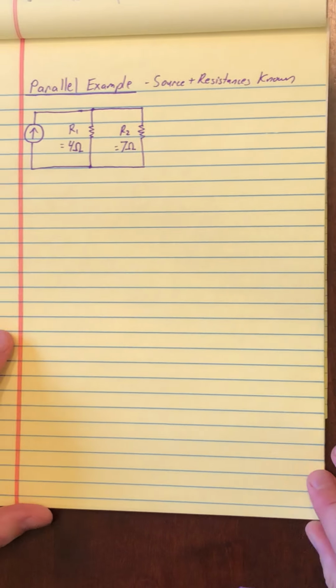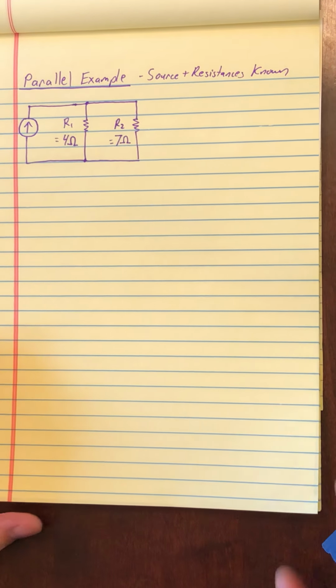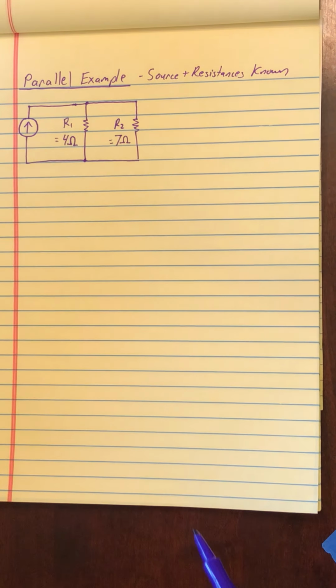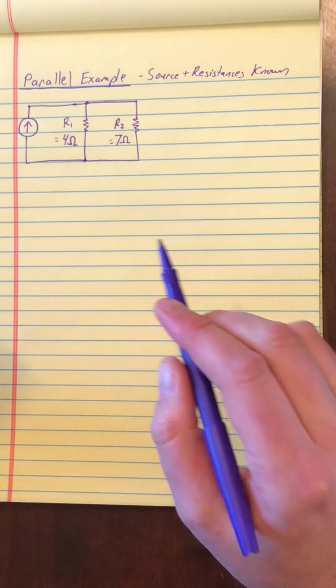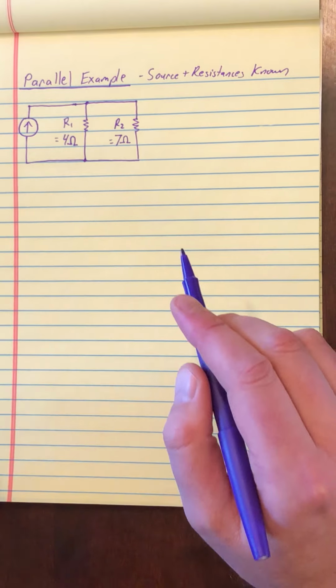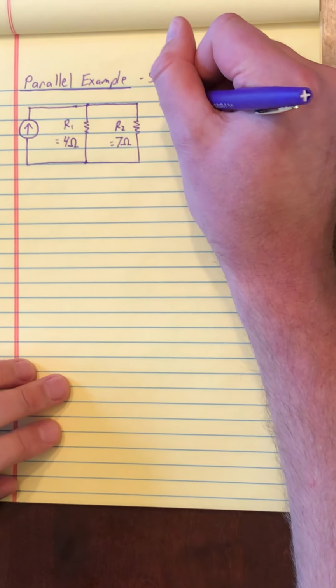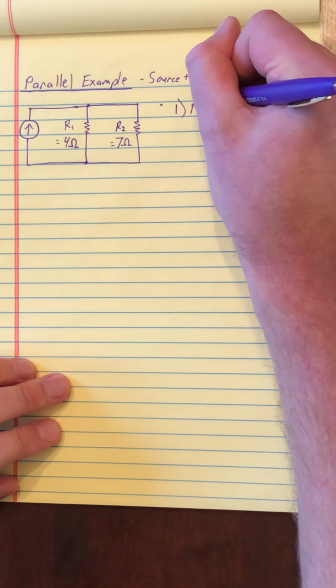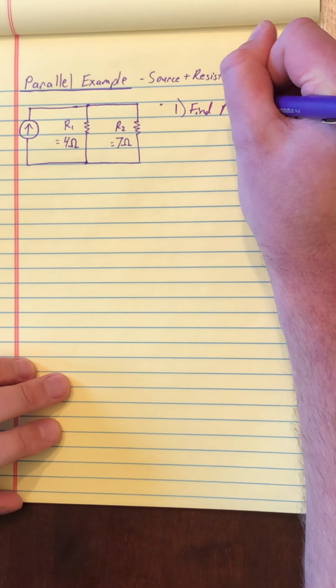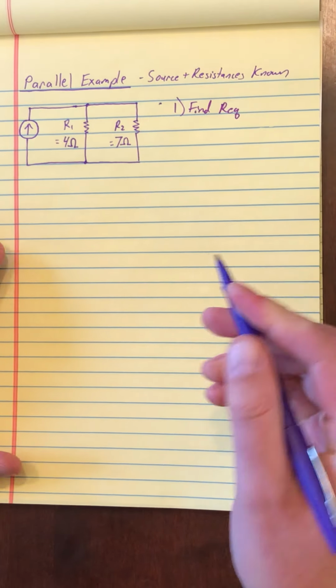Parallel example. So similar here in our parallel example, I want to first convert this into finding my equivalent resistance. And so I'm going to use the shortcut here.